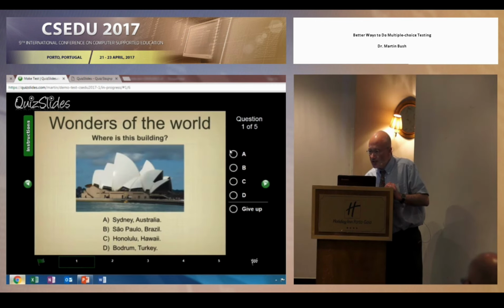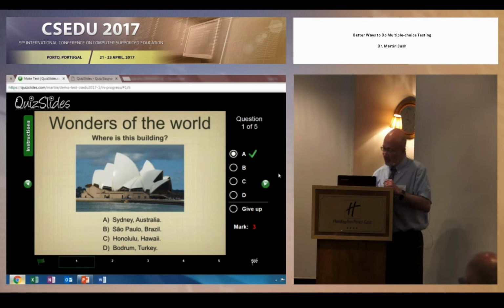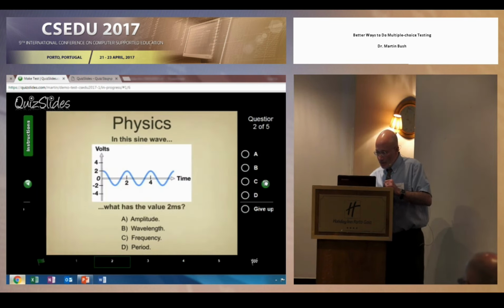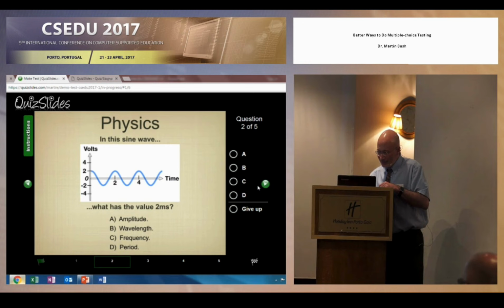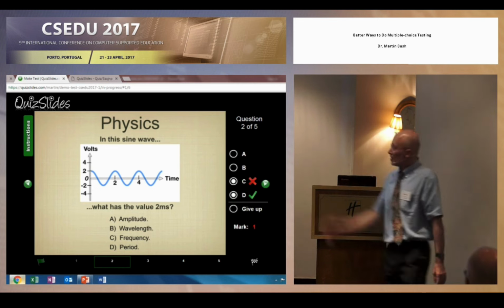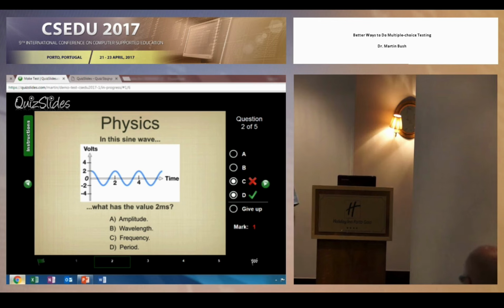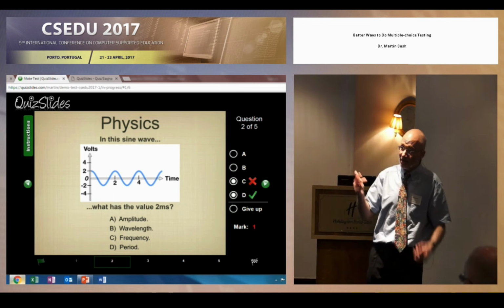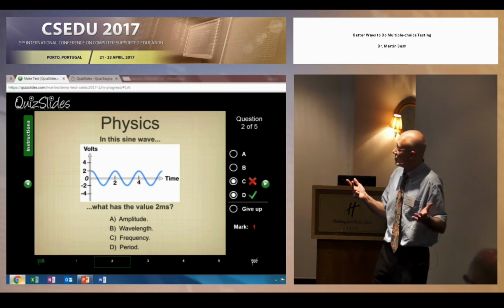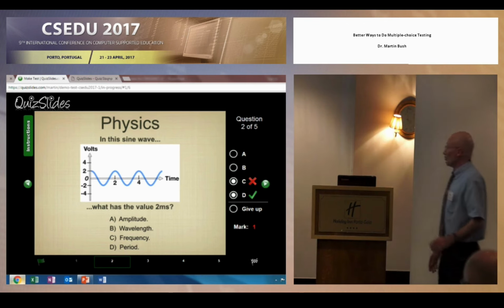This one is answer until correct. So it's told me straight away I got the right answer, and it gave me 3 marks. Let me choose the wrong one. It's telling me no, it's the wrong answer, you can have another go. There are many software platforms that do this kind of thing. The marking scheme we've got for this is 3 marks if you get it right first time, 1 mark if you get it right second time, -1 if you get it right third time, because that's worse than blind guessing, or -3 if you're completely wrong.